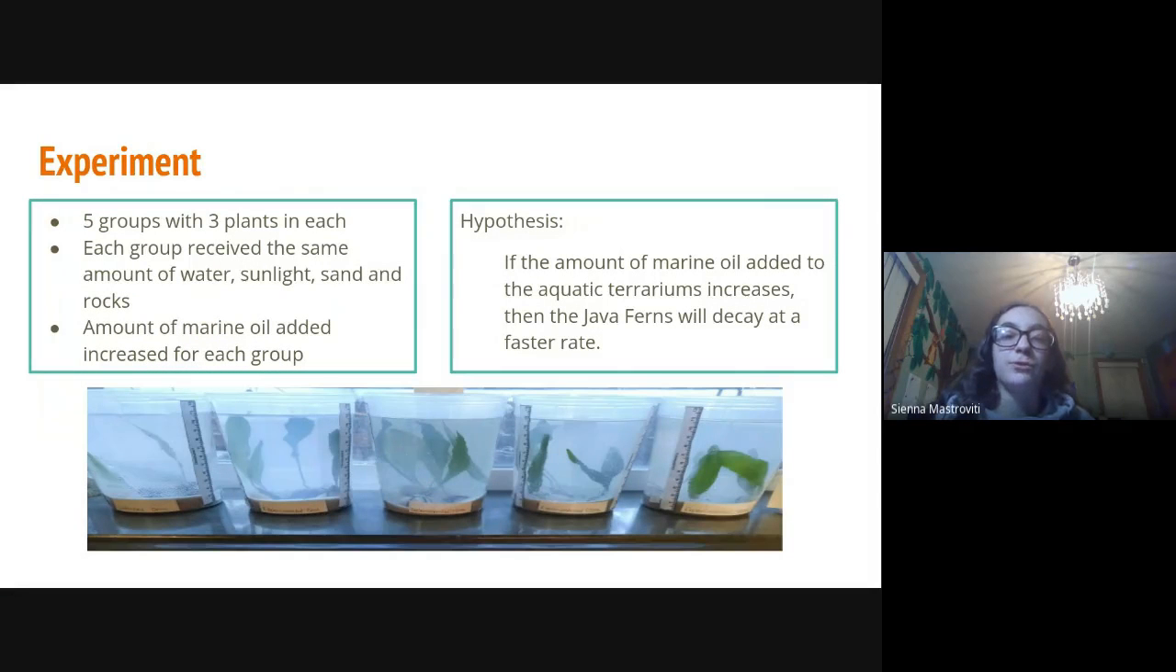In my experiment, there are 5 groups with three Java ferns in each. Each group received the same amount of water, sunlight, sand, and rocks. This experiment was set up on the windowsill to have access to sunlight. The amount of marine oil added to each container increased from 0 milliliters to 20 milliliters. I predicted that the greatest amount of marine oil added would cause the greatest amount of damage. Let's see what happened.